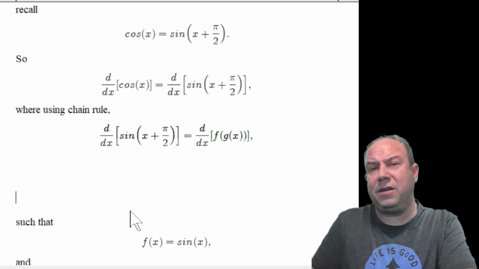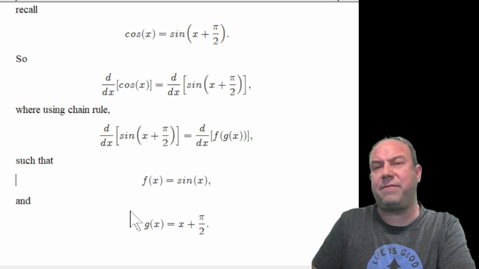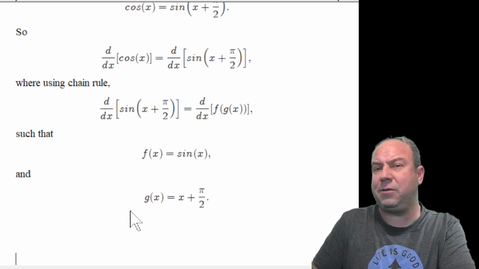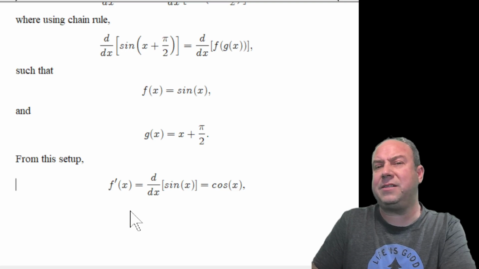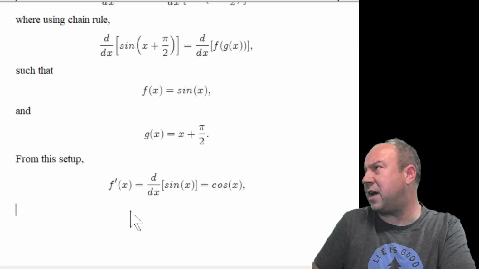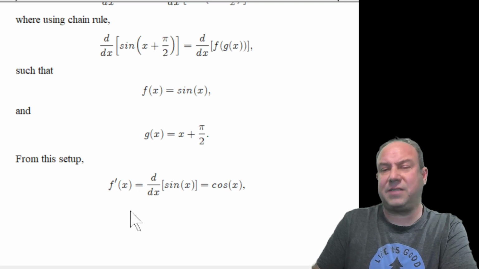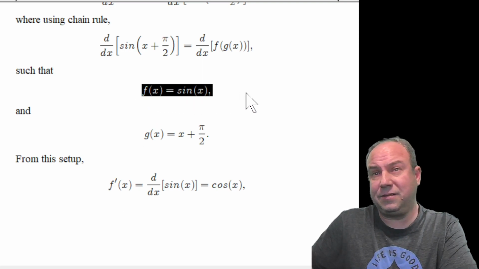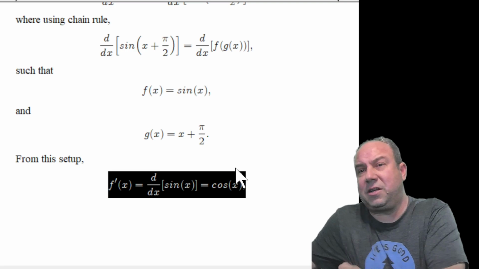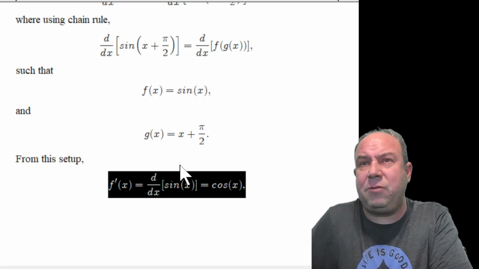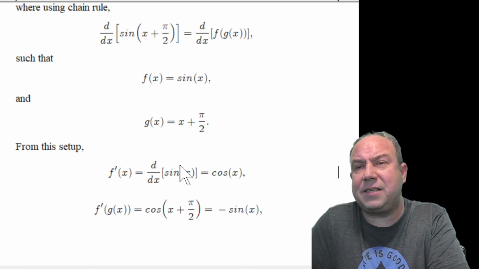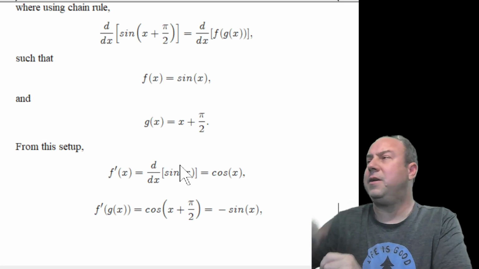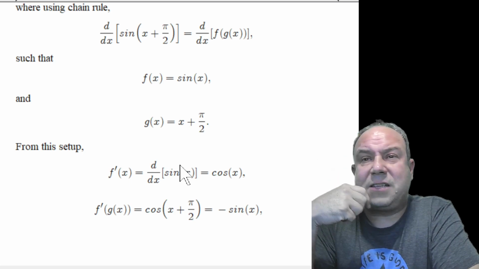And if we find their individual derivatives, if we think about f of x equaling sine x and g of x equaling x plus pi over 2, from this setup we can then say that f prime is going to be cosine x, because f is the sine. Now remember, in the chain rule, we are going to substitute back into f prime the value of g of x. So f prime at g of x is going to be the cosine of x plus pi over 2.